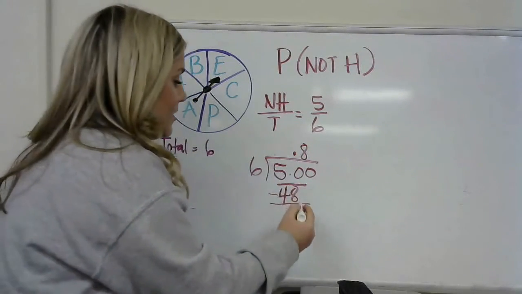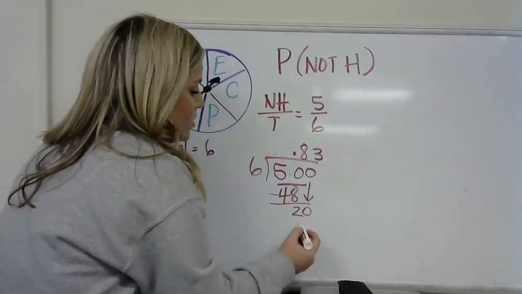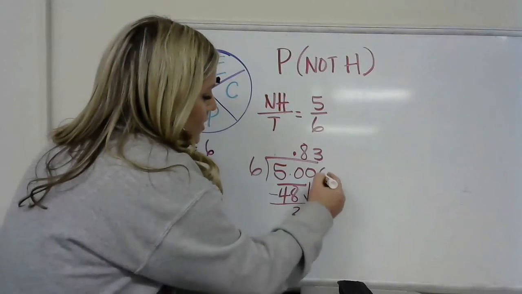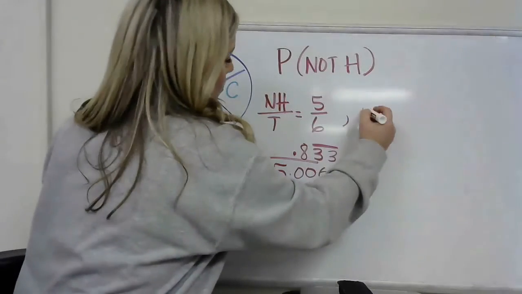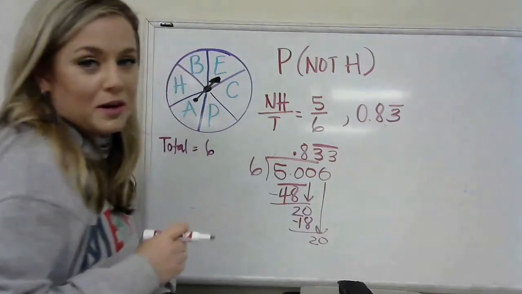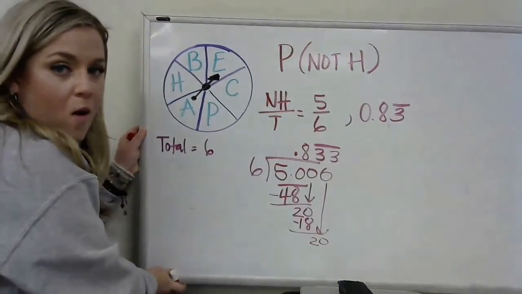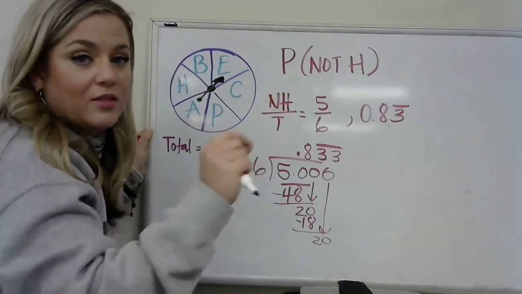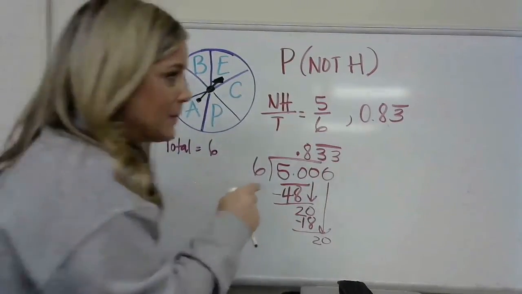All right, so 6 goes into 50 8 times, which is 48. And 50 minus 48 is 2. Bring down my 0. 6 goes into 20 3 times, which is 18. 20 minus 18 is 2. Uh-oh. So we have a repeating 3. So we would write this 0.8 repeating decimal 3. And the line, you really cannot see that because of the glare, the line only goes over the 3. It does not go over the 8, because it's not 8, 3, 8, 3, 8, 3. It's 8, 3, 3, 3, 3, 3, 3, 3. So just what is repeating, which is the 3.